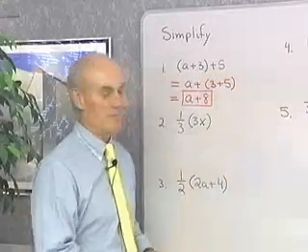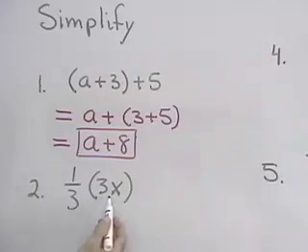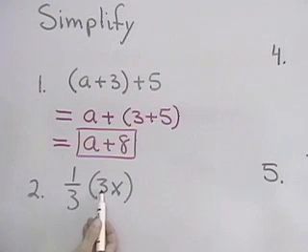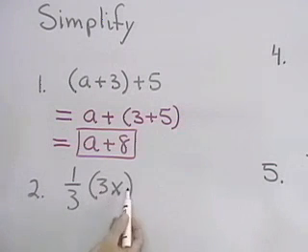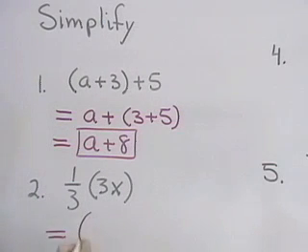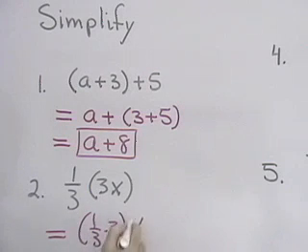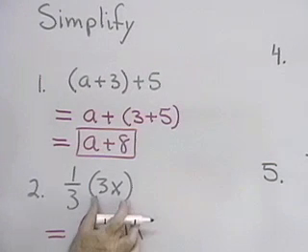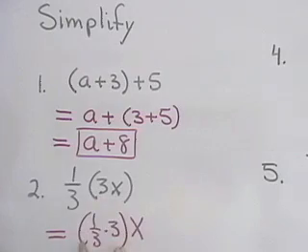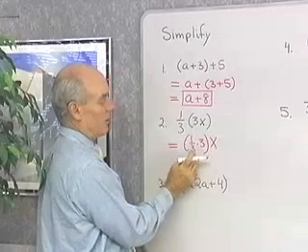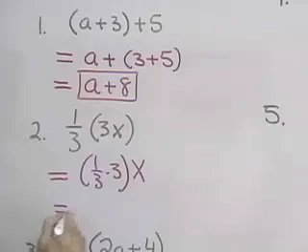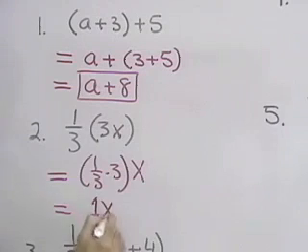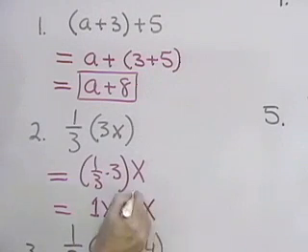Here's our next problem. 1/3 times 3x. How can I multiply the 1/3 and the 3 when the 3 is inside the parentheses? The answer is with the associative property of multiplication. So it's 1/3 times 3 times x. I changed the grouping from 3 and x to 1/3 and 3. Now 1/3 times 3 is 1. Times x is simply x.